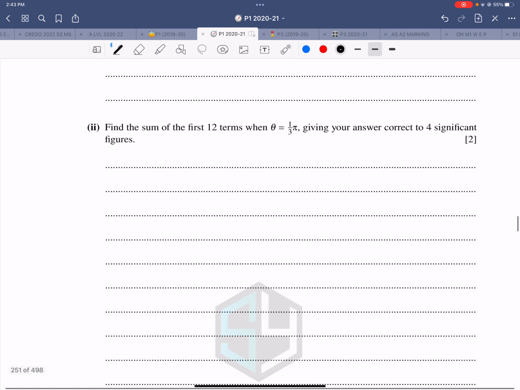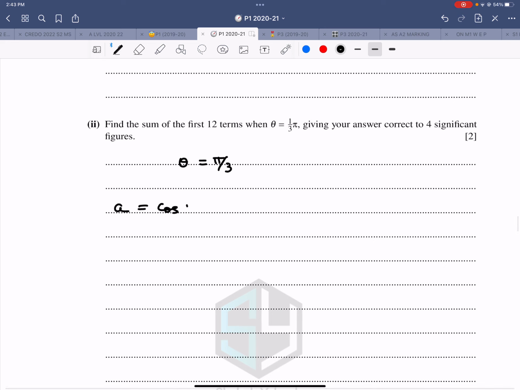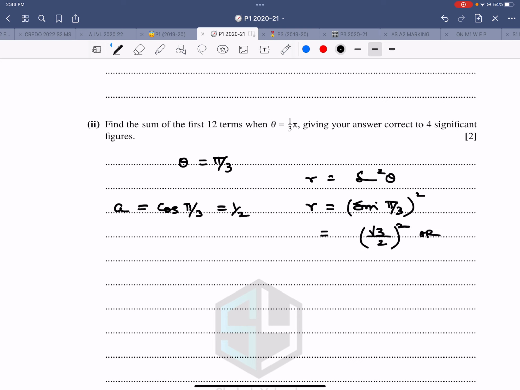Then it says, find the sum of the first 12 terms when theta is pi by 3. When theta is pi by 3, what is the first term? Cosine of pi by 3 is half. What is the common ratio? Sine of pi by 3 whole squared, because r is sine squared theta. Sine of pi by 3 is root 3 over 2, the whole thing squared. That comes out to be 3 over 4. Now it's a normal question.